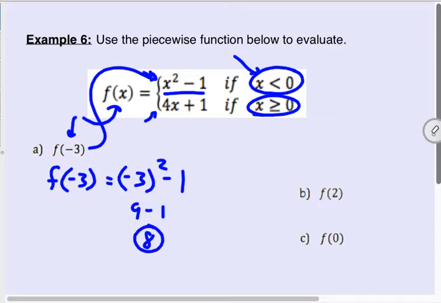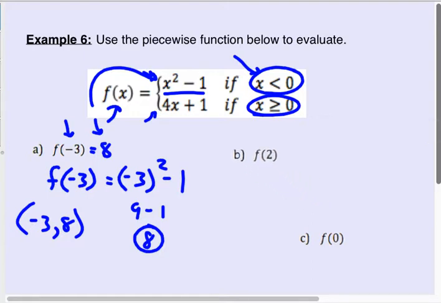So a couple different ways I can write it. You can just say, hey, 8's my answer, or f of negative 3 equals 8. You can also write it as an ordered pair. Our input variable is our x value. Our output, what we get, is our y value. So that's the same as the ordered pair, negative 3, 8. And you can graph that if you wanted to.